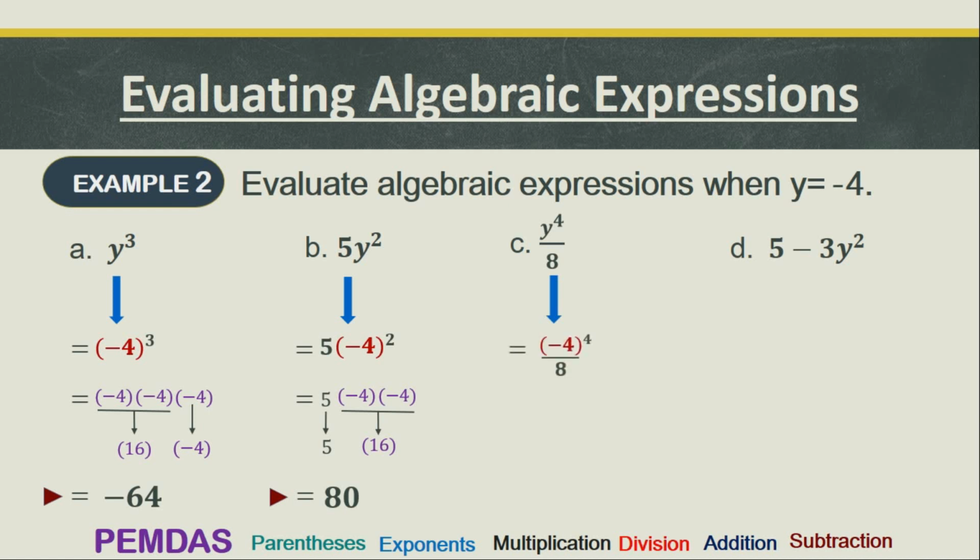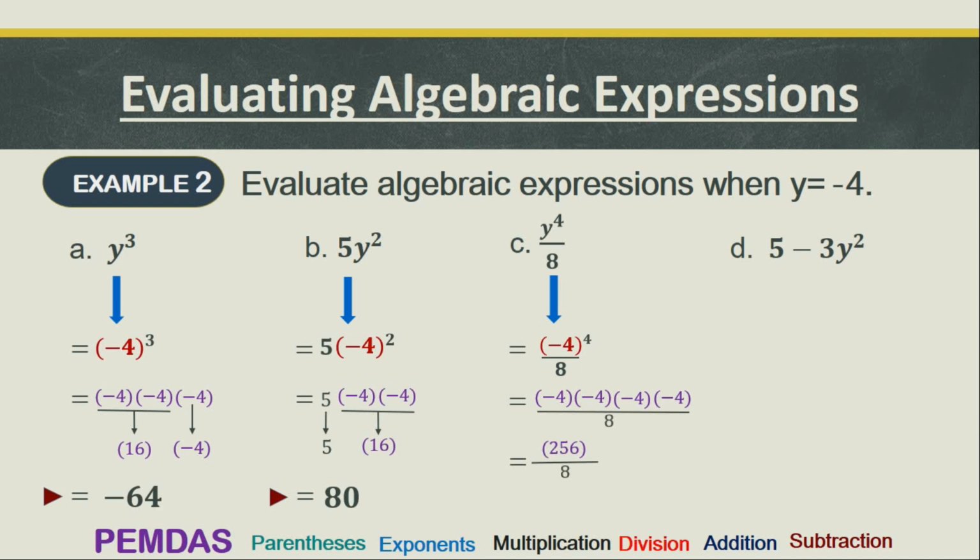And following the PEMDAS rule, do we have something inside the parentheses that needs to be simplified? There is none, right? Then proceed to E for exponent. Since the exponent is 4, meaning we need to multiply negative 4 by itself 4 times. And by multiplying negative 4 by itself 4 times, it will give us an answer of 256. Remember, the exponent is an even number, and therefore the answer must be a positive number. And since we have a denominator 8, just copy 8.